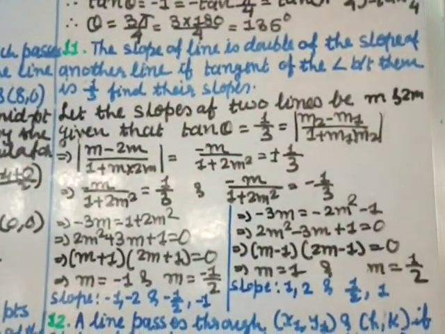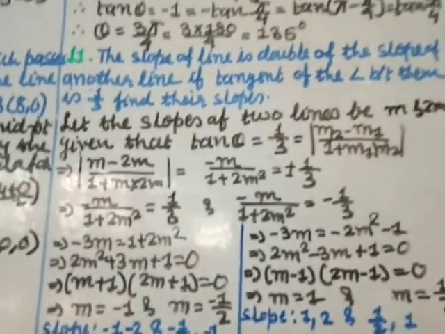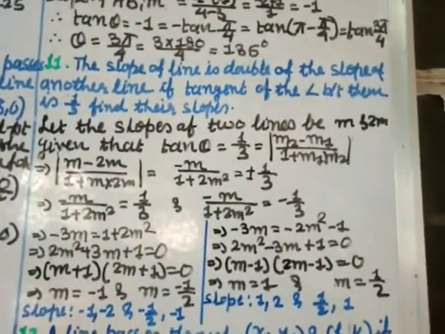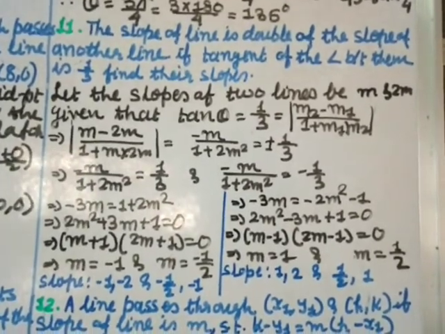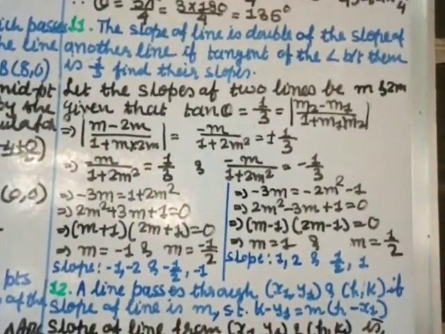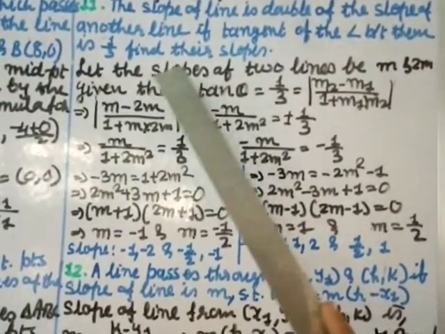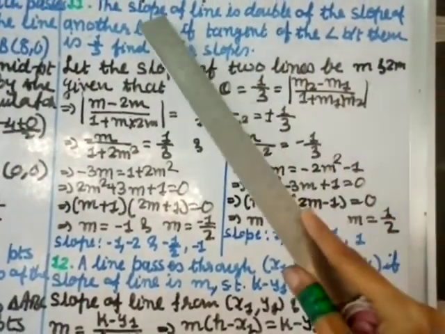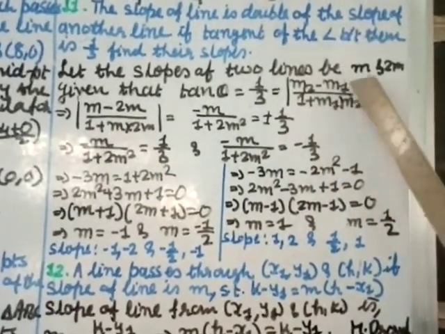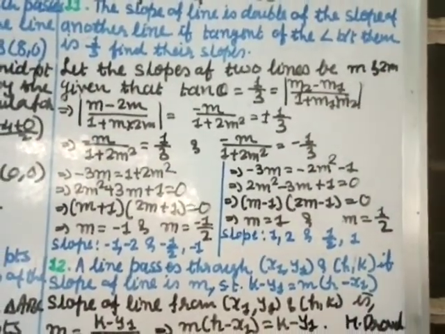Question number 11. The slope of a line is double the slope of another line. If the tangent of the angle between them is 1 by 3, find their slopes. Let the slopes of the two lines be m and 2m. Okay, they are given one is double of the other. So if I take one as m, the other will be double, so 2m.